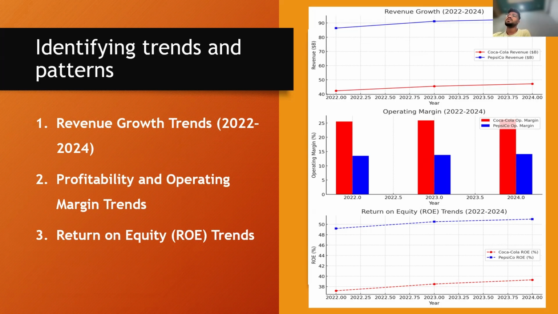So, in conclusion, Coca-Cola is focusing on premiumization and global expansion, while PepsiCo is diversifying its product portfolio to sustain demand. Both companies are adapting to changing consumer preferences, but Coca-Cola has an advantage in operational efficiency, while PepsiCo is positioned for long-term growth through diversification.